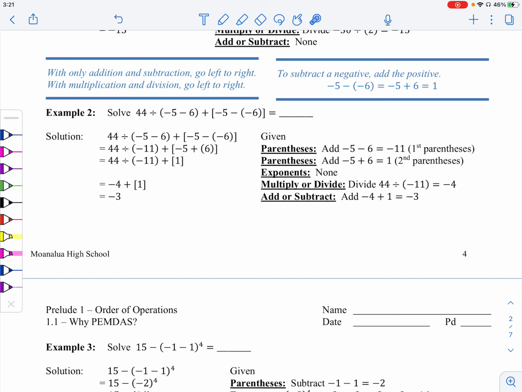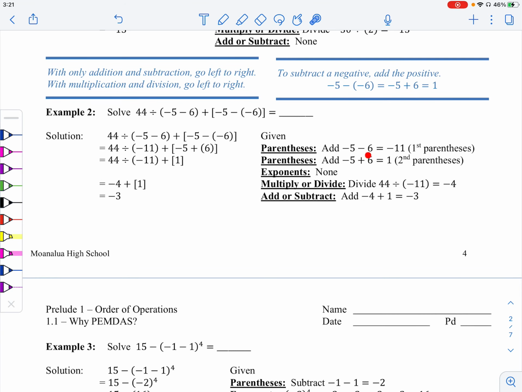Okay, next one, right? Parentheses, we have negative 5 minus 6 in here, which is negative 11. Then we have negative 5 minus negative 6. And with double negatives is addition, right? Add the positive plus positive.